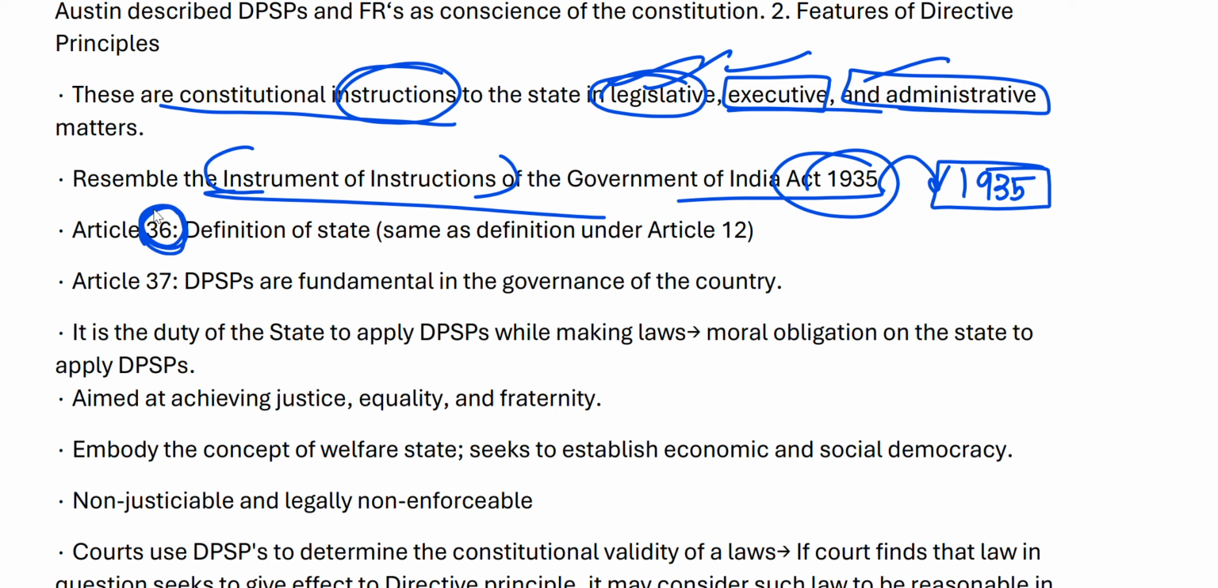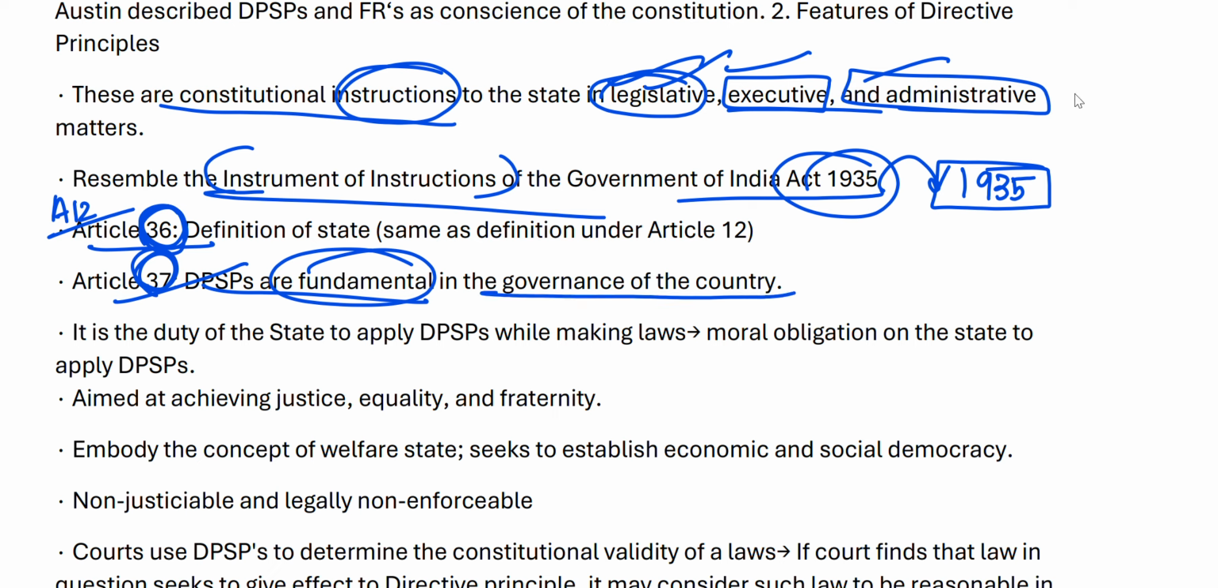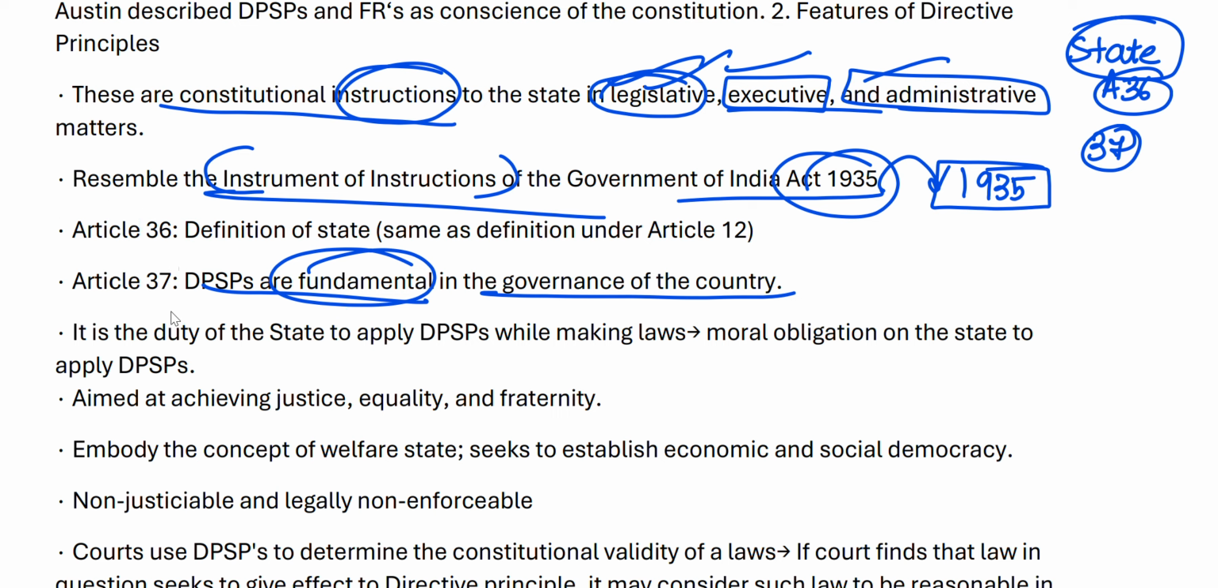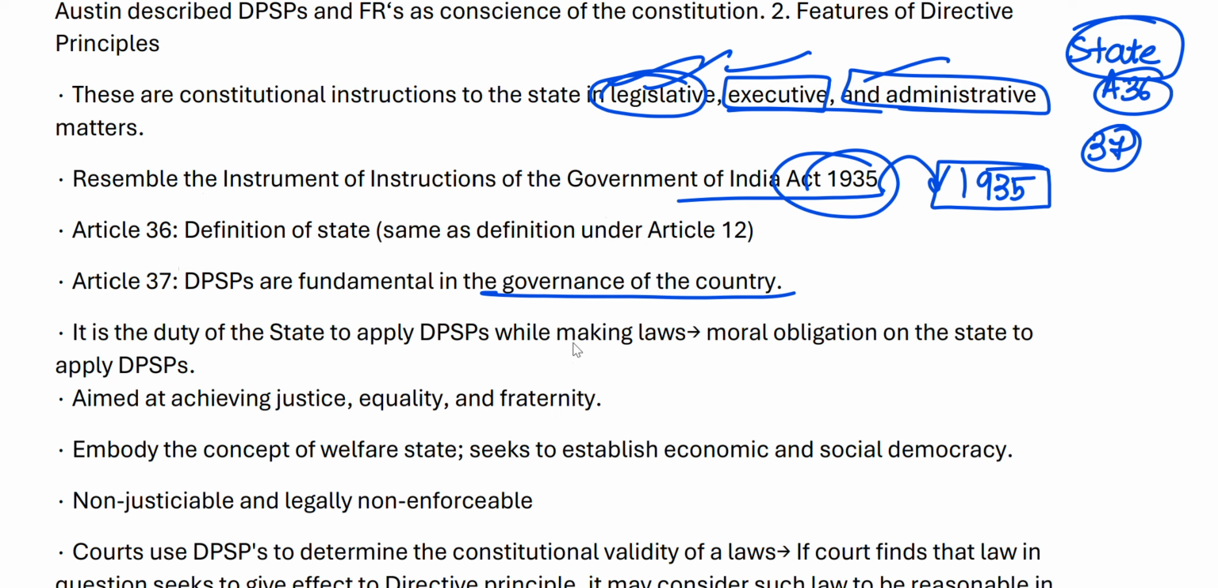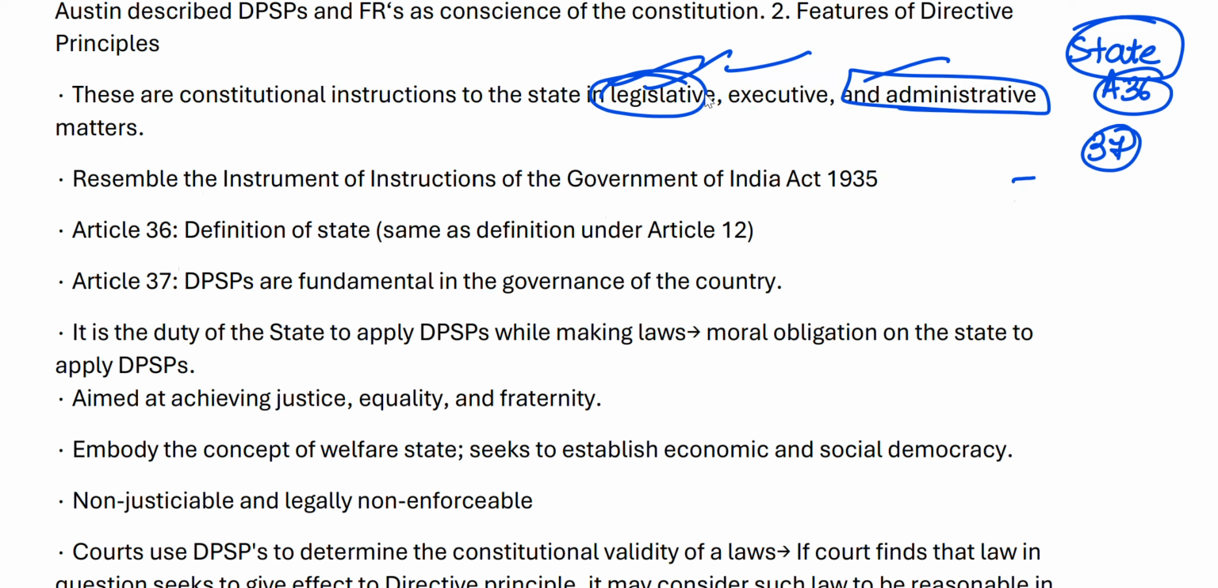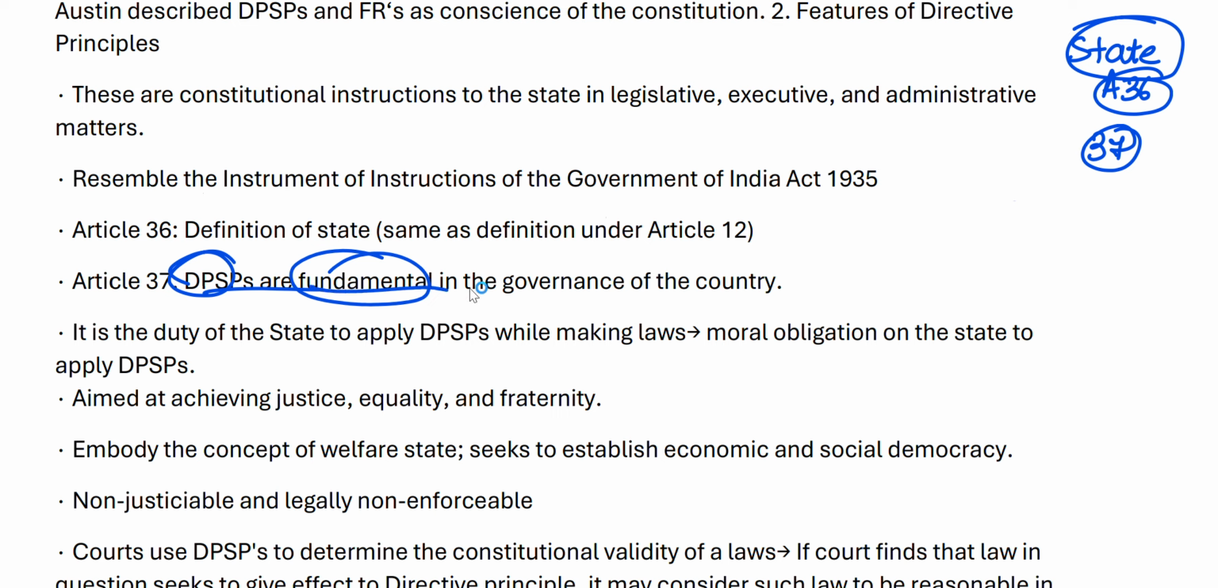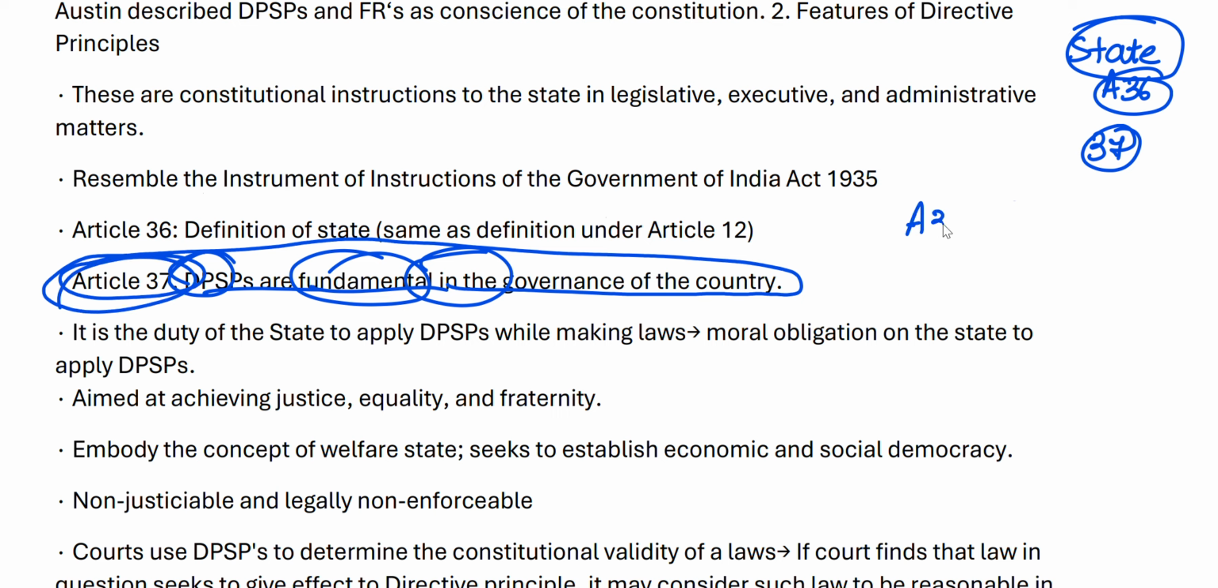Now, Article 36 is similar to Article 12, the definition of the state. Article 37 says DPSPs are fundamental in the governance of the country. First, what is a state? The definition of the state must be mentioned. So Article 36 defines the state, and Article 37 states that the DPSPs are very basic, fundamental in the governance of the country.